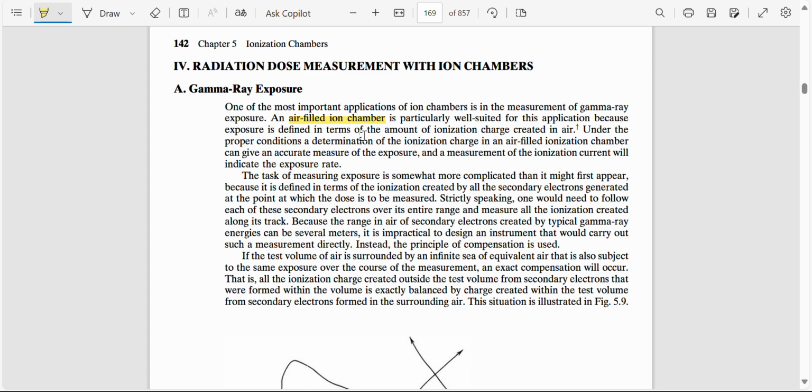Instead, the principle of compensation is used. If the test volume of air is surrounded by an infinite sea of equivalent air that is also subjected to the same exposure over the course of the measurements, an exact compensation will occur: charge carried out of the volume is exactly balanced by charge created within the test volume. So how can you find this exposure?